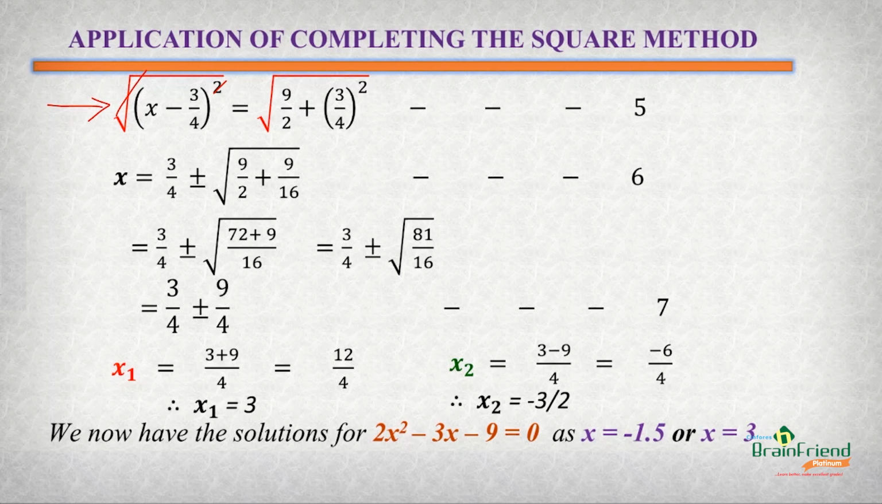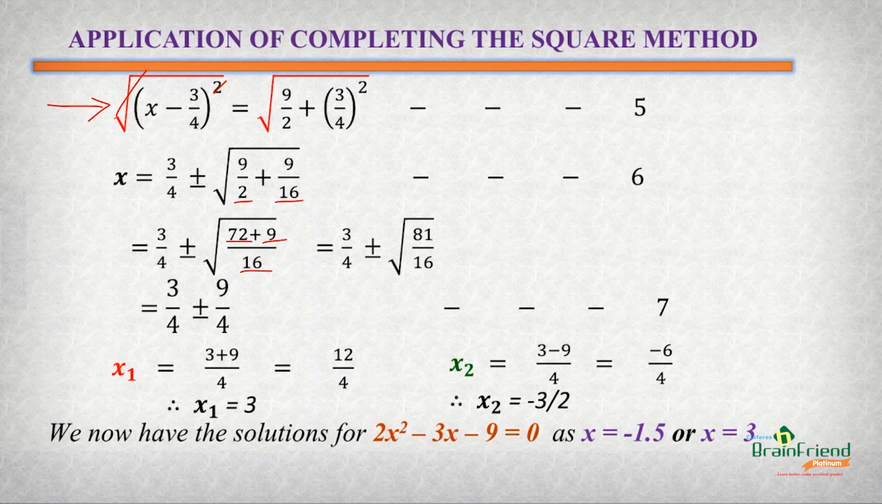So how did we get that? All we did was to look for the LCM of 2 and 16. The LCM is 16. Then 16 divided by 2 is 8, and 8 times 9 is 72. And then 16 divided by 16 is 1, then 1 times 9 is 9. This now is equal to 3 over 4 plus or minus the square root of 81 over 16. Of course, you know 72 plus 9 is 81, right?